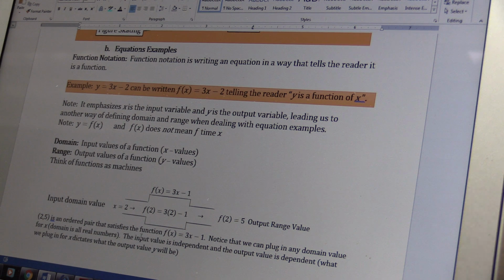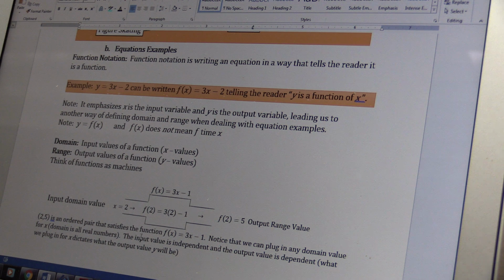Now we will look at examples that are equations versus discrete examples. One thing that we will do, if we know that an equation is a function, is write it in function notation. It's a way of telling the reader that that is a function. So if I have y equals 3x minus 2, that can actually be written f of x equals 3x minus 2, telling the reader that y is a function of x.